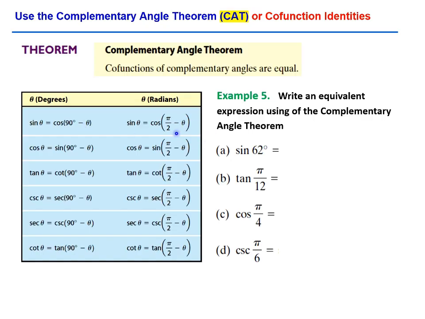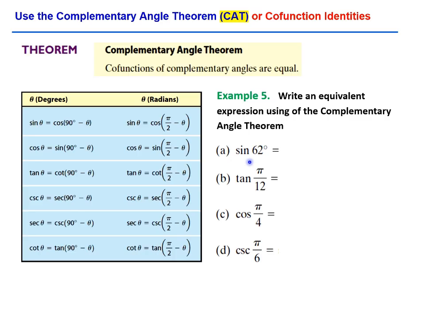If this is plus theta, no, you will not use the complementary angle theorem. Or if this is pi minus theta or 3 pi over 2 minus theta, you cannot use the complementary angle theorem. The complementary angle theorem is only 90 degrees minus angle or pi over 2 minus angle. So let us try this. In example 5, we will write an equivalent expression using the complementary angle theorem. So we will practice writing an equivalent expression of this using CAT.